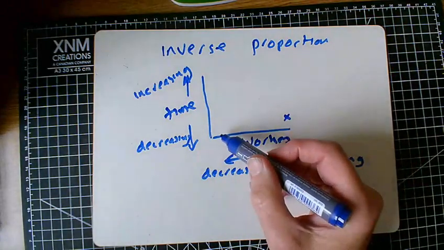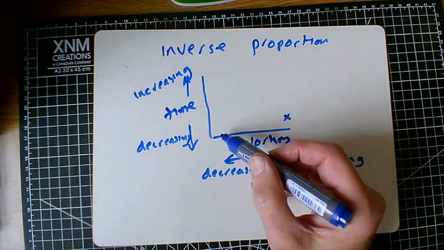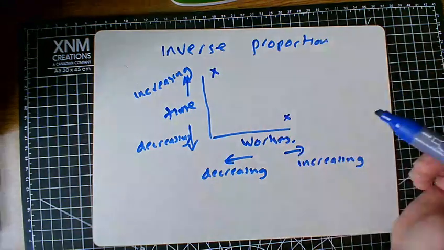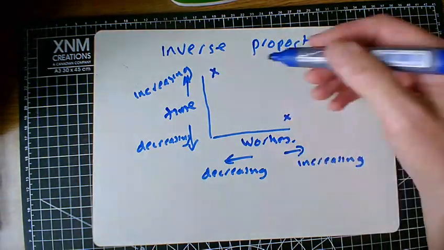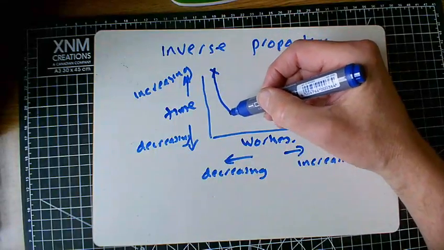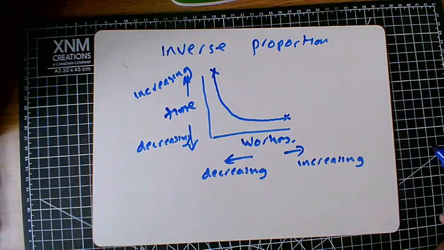If I've got very few workers, so the number of workers decreases, the amount of time they would spend on the job would increase. Now depending on the relationship between the time and the number of workers, the inverse proportion graph will look like a curve like this.